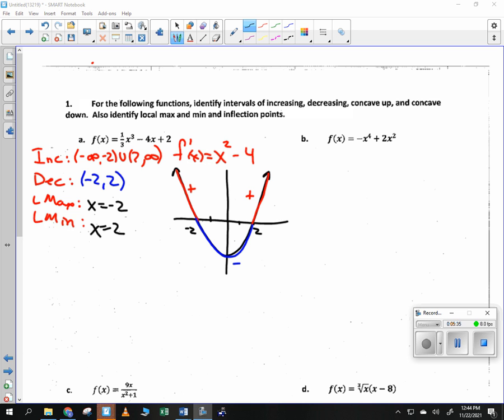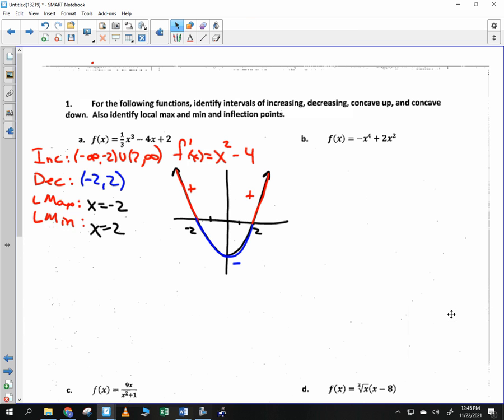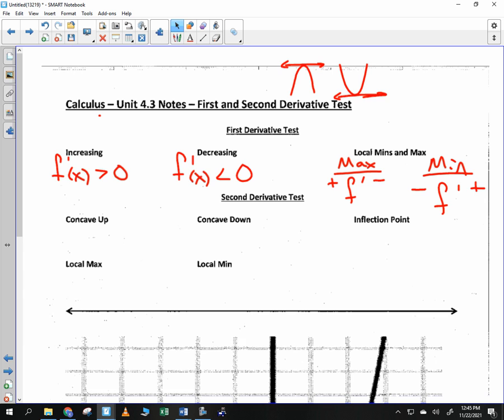Not too bad, right? Okay, all right. Let's flip back to the front so we can learn about the second derivative test.